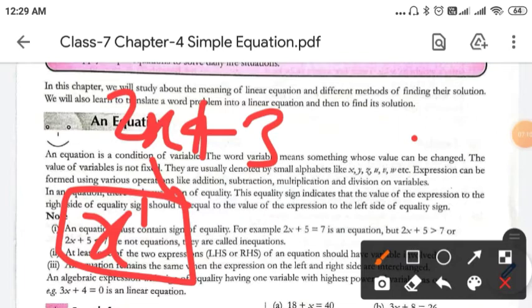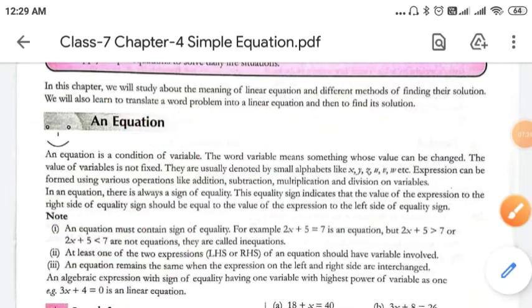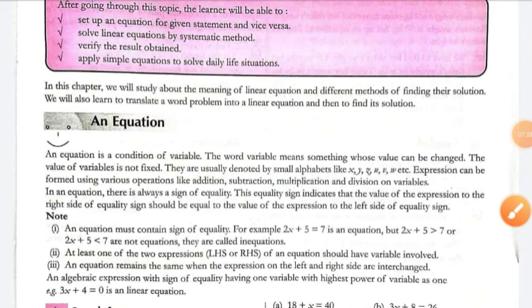Always remember that we have to find out whether the power of the variable is 1 to satisfy that the given algebraic expression is a linear equation or not. If the power of the variable is 1, then it is a linear equation, otherwise it is not a linear equation. Okay, so this is called algebraic expression and linear equation.